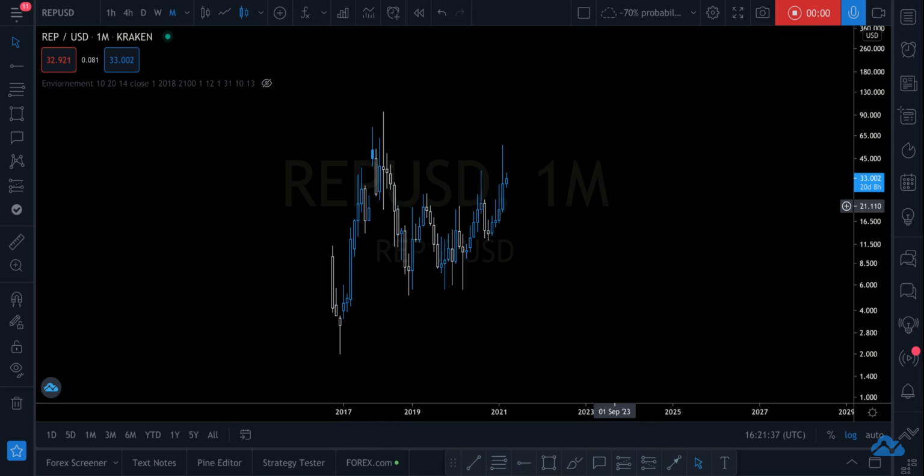What's going on, everyone? Welcome back to a multi-time frame forecast. We're going to be going over Rep USD. So this is Auger, and what we're going to be doing is going on the monthly time frame and just identifying critical areas of structure relative to where price is at or it could potentially be going.